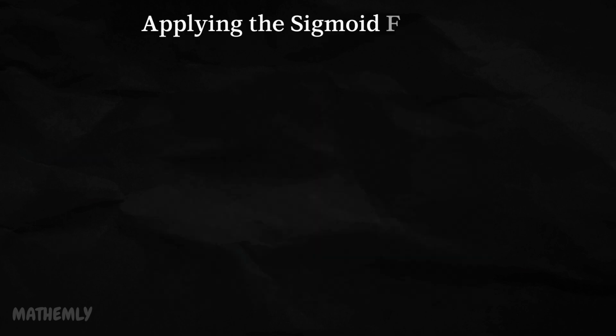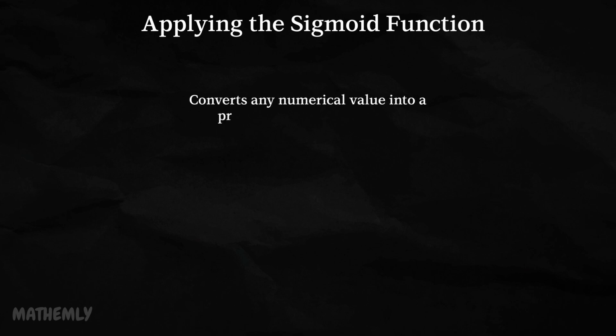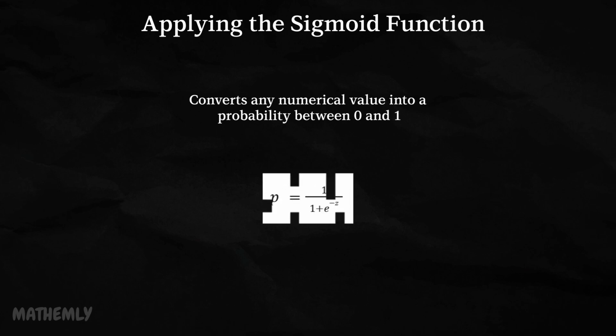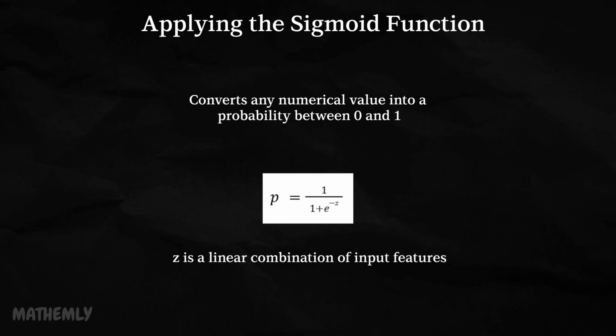Applying the sigmoid function. At the core of logistic regression is the sigmoid function, which converts any numerical value into a probability between 0 and 1. Instead of predicting continuous values like linear regression, this function helps determine the likelihood of an event happening. The formula is P equals 1 over 1 plus e to the power negative z, where z is a linear combination of input features such as study hours, traffic level, and other relevant factors.